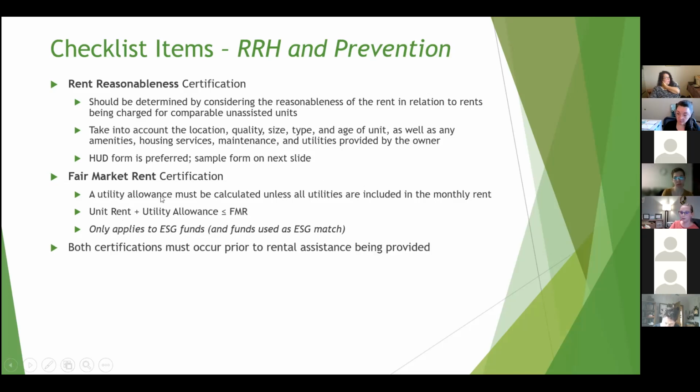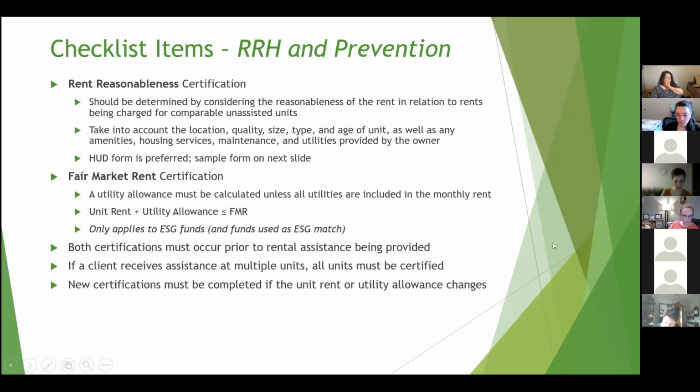And both of these certifications, if applicable, need to occur prior to any assistance being provided. If a client receives assistance at multiple units, you need to certify all units. So if they're in a program and they move units halfway through, you need to make sure that the original and the new unit both have documentation in the file of these things. And at any time, if the unit rent or the utility allowance changes, you need to complete new certifications.